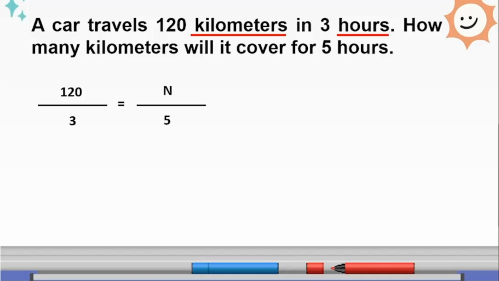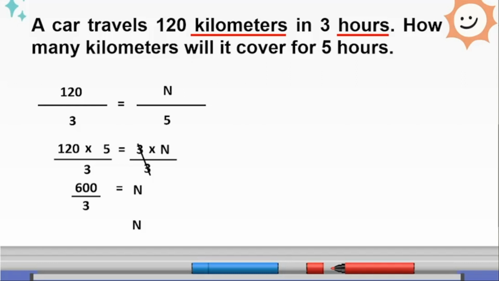So we can do the cross method or cross product. 120 times 5 equals 3 times n. We can divide na natin siya. Pwede diretso, divide by 3 yung both sides of the equation. So we can divide 3 divided by 3. Ang matitira na lang ay si n. 120 times 5 is equal to 600 and divided by 3. 600 divided by 3, so bring down n equals 200. So therefore, 200 kilometers will it cover for 5 hours.